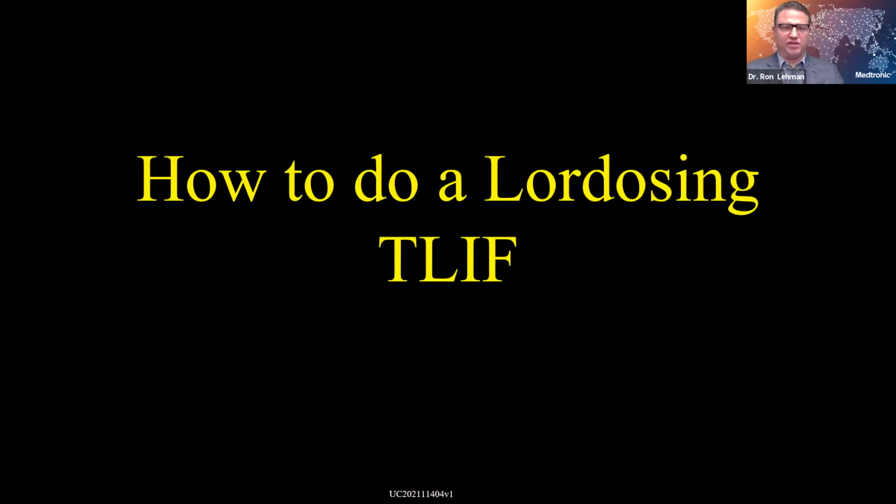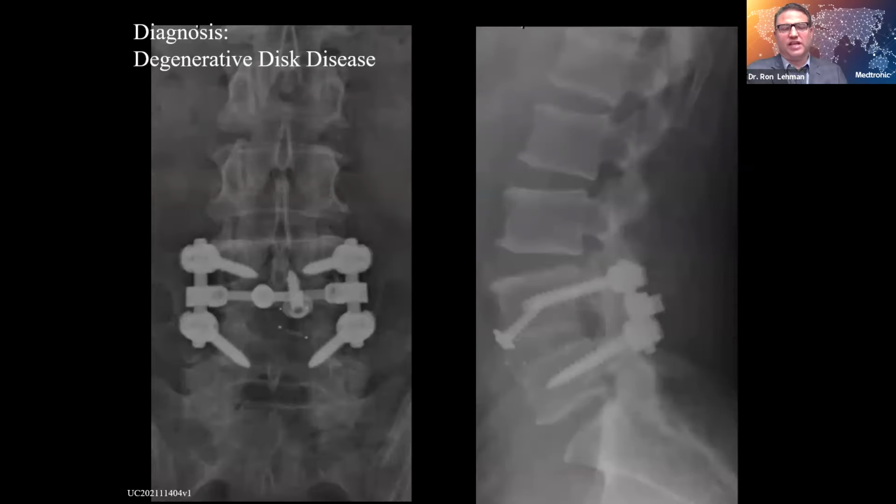So how do I do this particular operation? We'll start with one that's relatively small, but I think it really speaks about the technique and understanding, and then we can extrapolate this into much larger cases comparatively. So this is a case from about 4 years ago. Came in with a prior L4-5 ALIF procedure with a posterior spinal fusion.